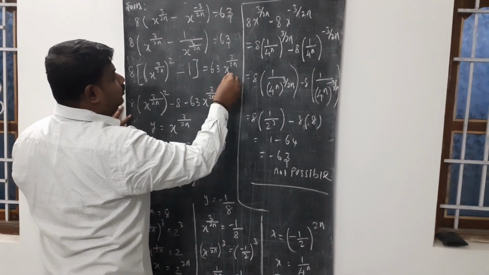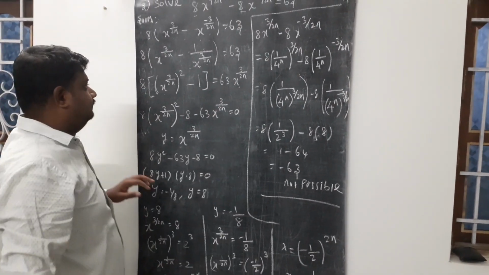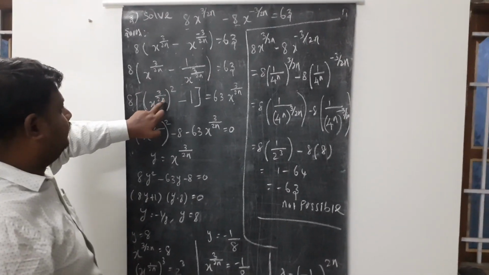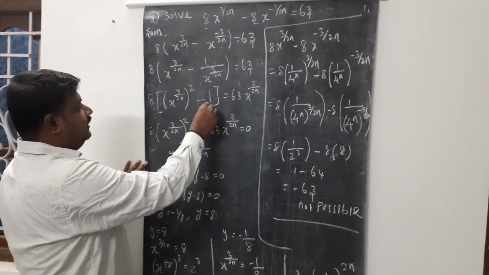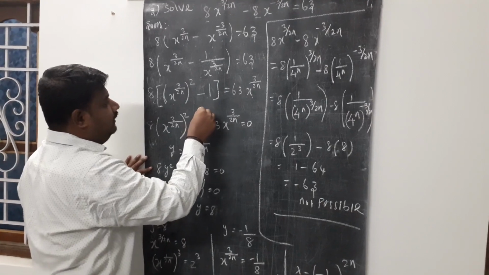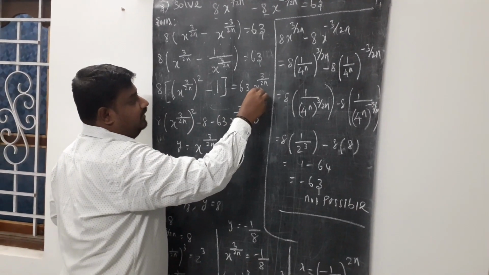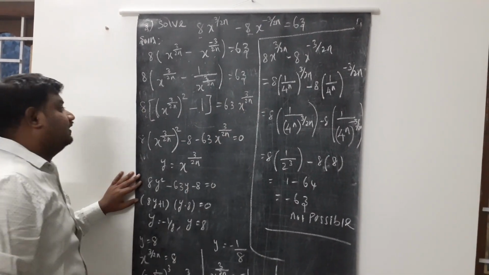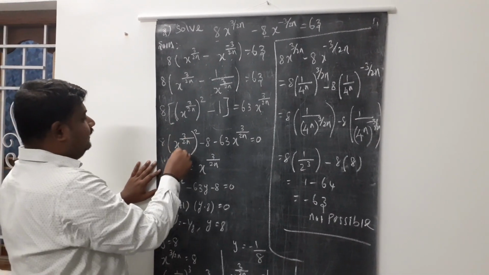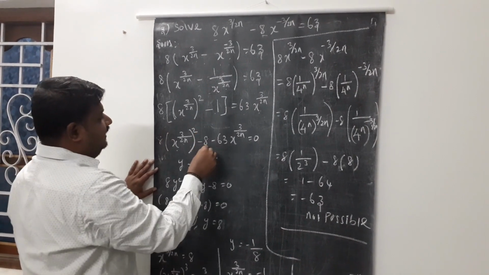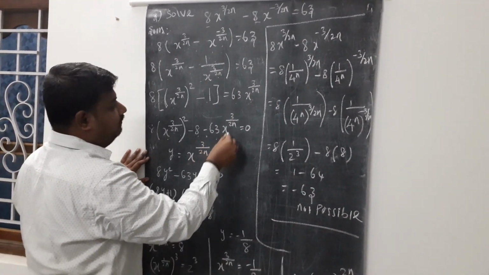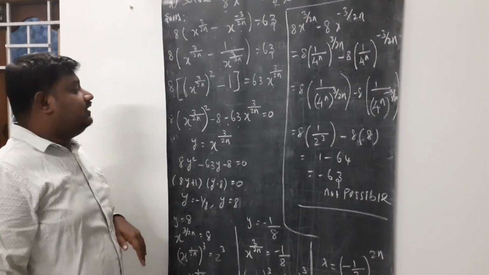Here the division goes to this side, so you can change it into multiplication. Cross multiplication: x^(3/2n) the whole square, minus 1 by x^(3/2n). This goes to this side as multiplication, therefore 63 into x^(3/2n). Next you can multiply: 8 into x^(3/2n) the whole square, minus 8, and 63 x^(3/2n) comes to this side with a minus sign, is equal to 0.